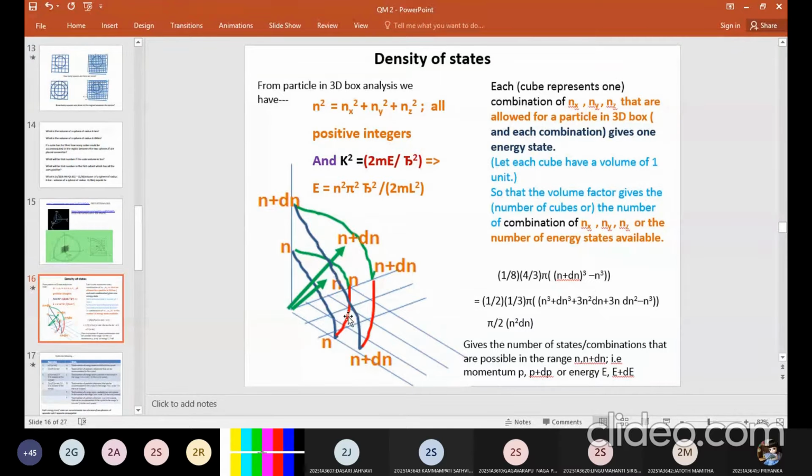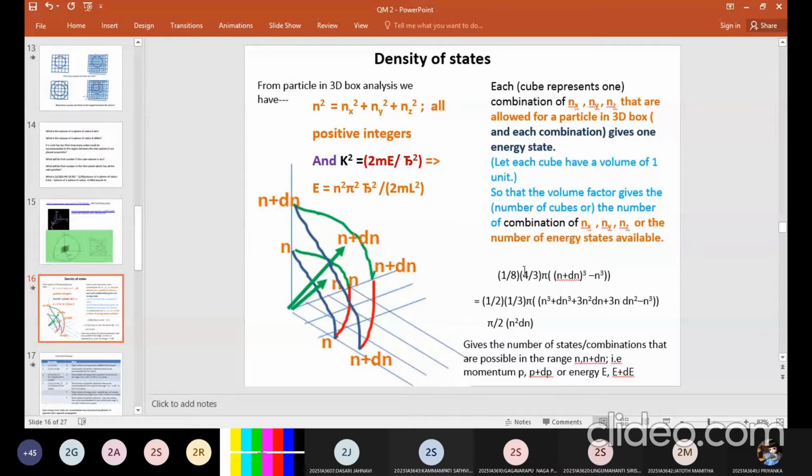But out of those two spheres, I want only 1/8 part. Why 1/8? Again, I want nx, ny, nz all positive. So 1/8 multiplied. So what we have is the total number of combinations of nx, ny, nz whose values range between n and n plus dn, given by this expression: 1/8 times 4/3 pi times (n plus dn) whole cube minus n cube.